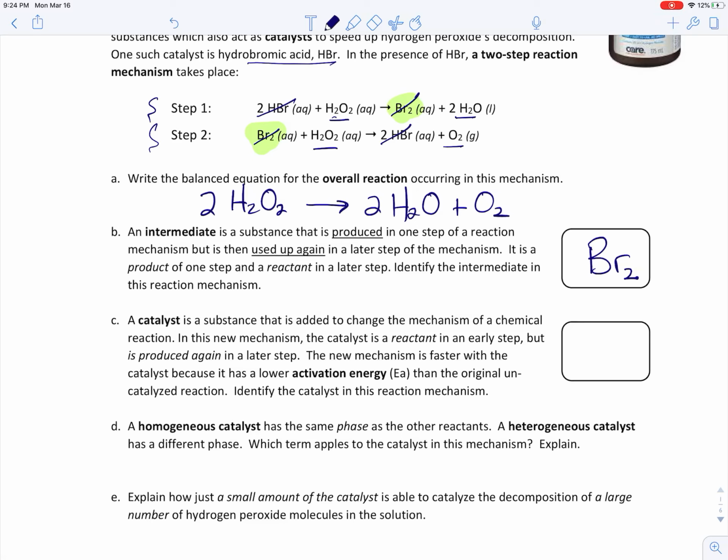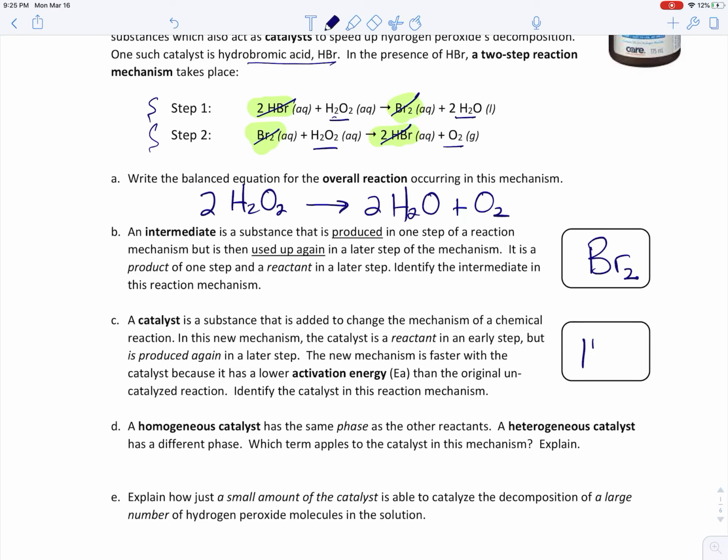A catalyst is something that we know speeds up a reaction by changing the mechanism and lowering the activation energy. And we know part of the definition of a catalyst is that it doesn't get used up. A catalyst in some ways can be thought of as the opposite of an intermediate, in that you will find it first as a reactant. So in the first step, the HBr was a reactant. And then later in the mechanism, in a later step, it'll be produced again as a product. So in this case, the HBr was produced in step 2.